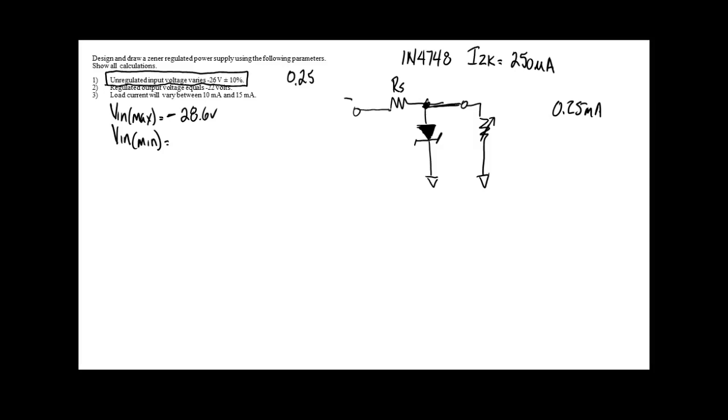So I'm going to take 26 volts and multiply it by 10%. So I'm going to multiply this by 0.1, and that's going to give me a number. What's the number? 2.6. Okay, so now I'm going to take 26 and add 2.6 to it, which gives me 28.6. And then I'm going to take 26 and subtract 2.6, which is going to give me what? 23.4.